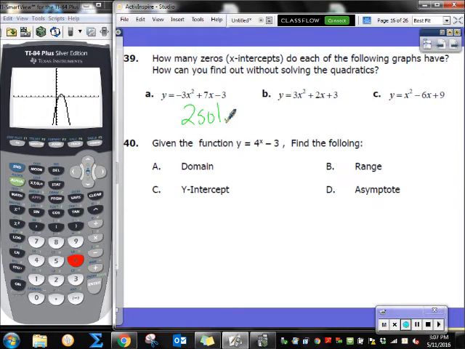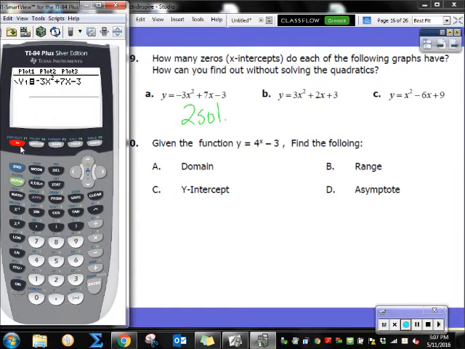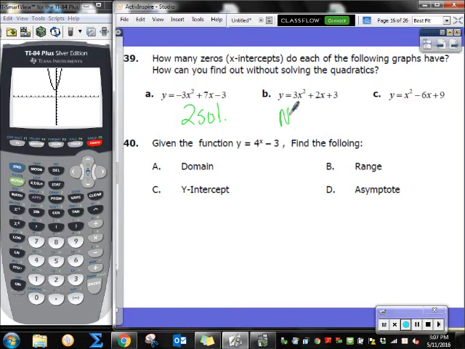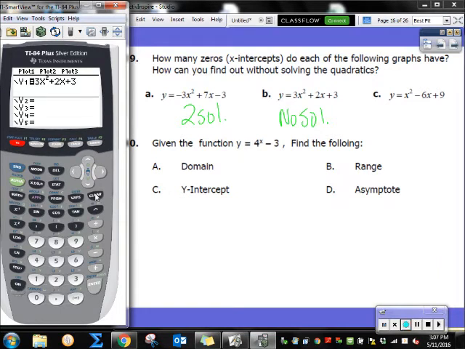If you check B, graph. It does not touch the x-axis, so that would be no solution. And then finally, the last one, you might have to zoom in on this one. Let's see what happens. So x squared minus 6x plus 9, hit graph.